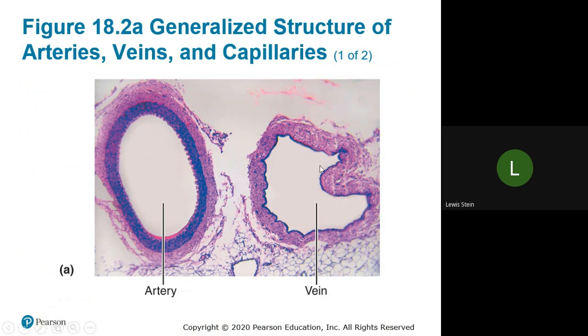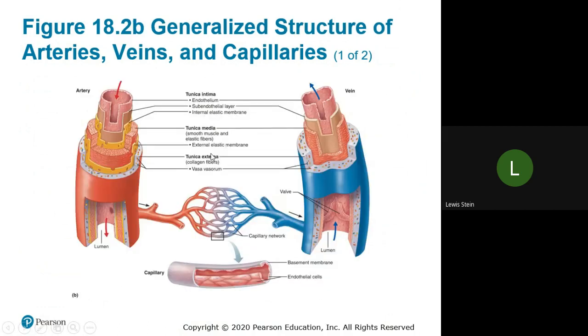Veins inevitably don't have a distinctly circular shape. They're sort of flattened because they have that expansile type of quality associated with them. And this is a great illustration that compares the two. The intima, the lining is the lining. Okay, what's one big difference?